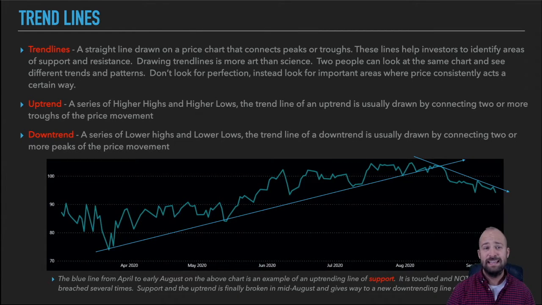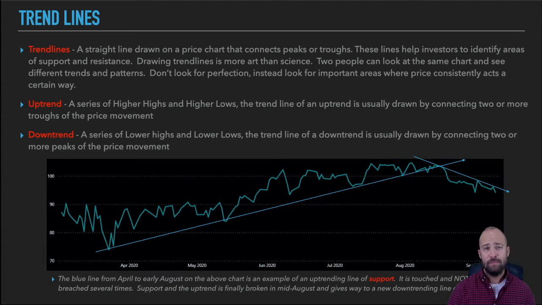First up is trend lines. Now, a trend line is just a straight line drawn on a price chart, connecting either peaks or troughs of the price data. Trend lines help us to visualize the trend. Specifically, they help us to identify areas of support and resistance, which we're going to get to here in a second.